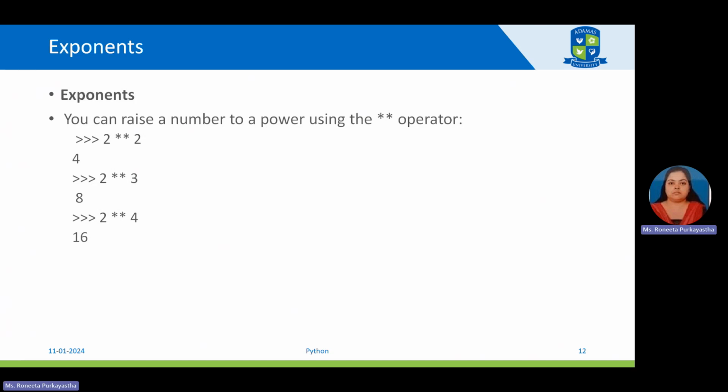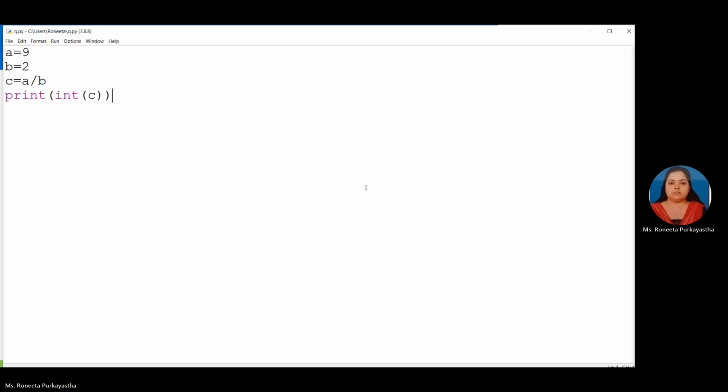Next is the exponent. We generally use the exponentiation operator in different mathematical expressions like 2 cube, 3 cube, 4 raised to the power 3, 2 raised to the power 3. So this is the exponent symbol used in Python to calculate 2 square or 2 cube, right? Let us see the demonstration of this particular example.